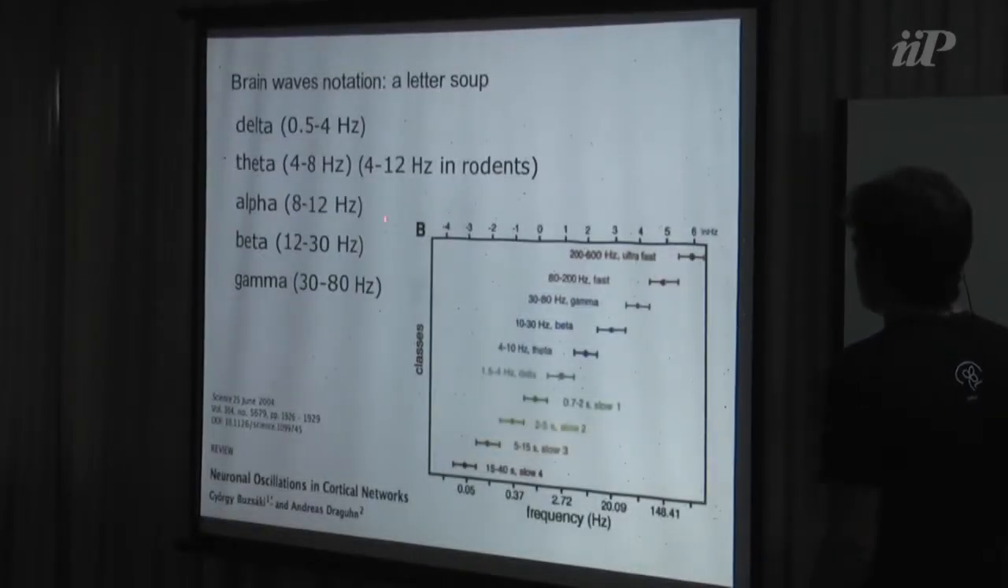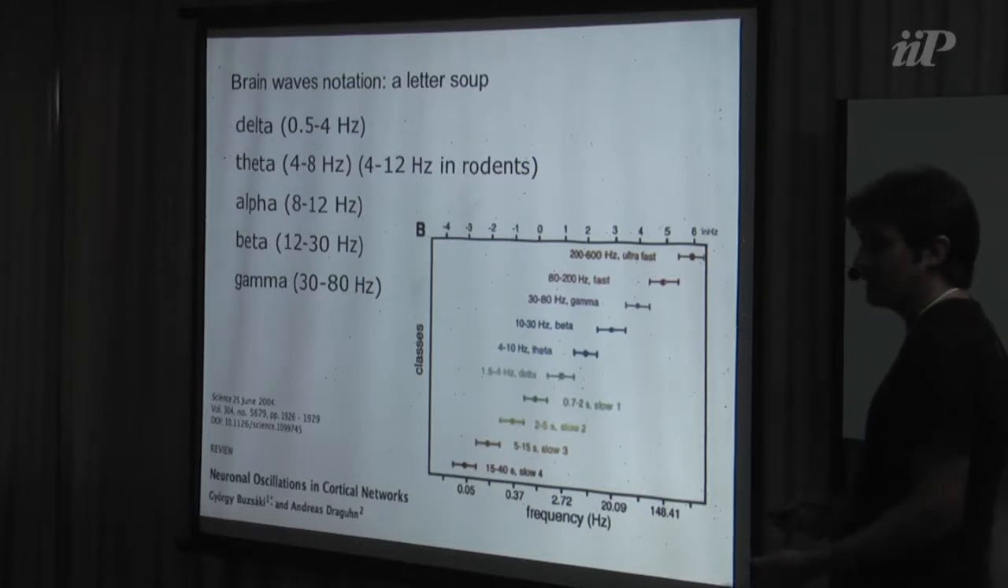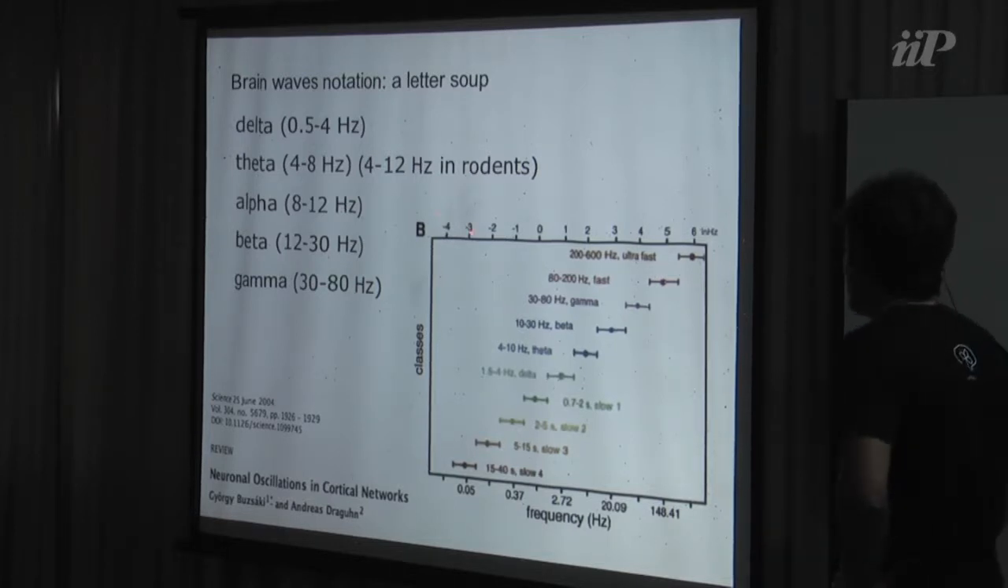I told you this, the notations are different Greek letters, and actually this varies from lab to lab, and varies depending on the species you're working with. Theta in rodents can be up to more than 10 hertz. In humans, 4 to 8. So it's somewhat messy. There is no fixed definition, and the boundaries are not fixed.